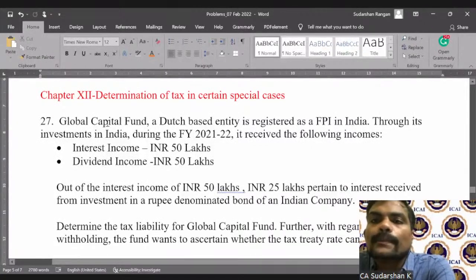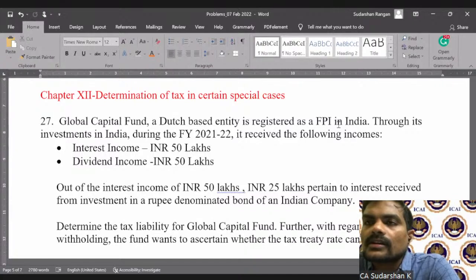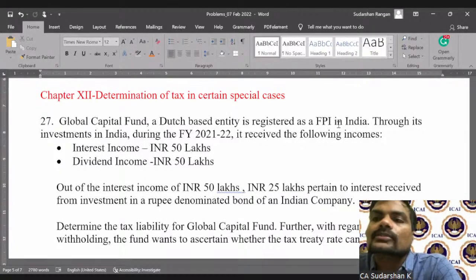27 is a global capital fund, which is a Dutch-based entity registered as an FPI in India. Now don't get confused. As I already mentioned to you, the term foreign institutional investor doesn't exist anymore. It's called foreign portfolio investor. FII gets subsumed under foreign portfolio investor, because if you are a fund and you want to invest in the Indian market, you have to get registered with the SEBI. So therefore, you have to get yourself registered as FPI.